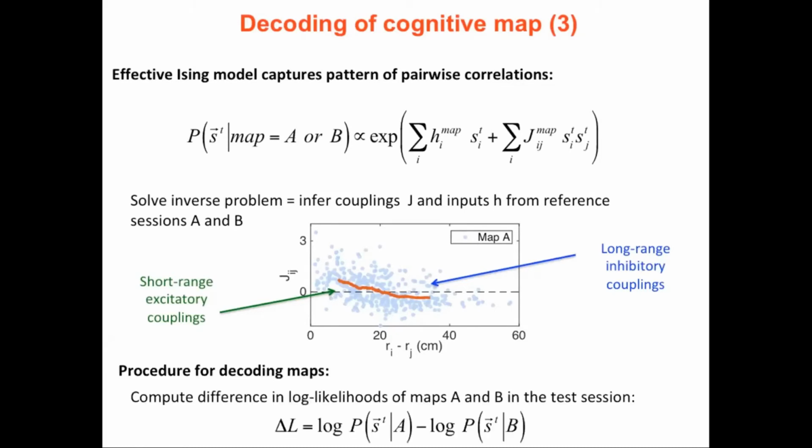Okay, so once we have the two models, how can we decode the map? For a given vector of activity, which corresponds to the activity recorded at time t during the test session, we will compute the log probability of this vector of activity within model A, so log of P of s_t given A, and compare it to the log of the same vector of activity within model B. If the difference is positive, we will say it's likely that this configuration was actually drawn from model A. If it's negative, we will say just the opposite. And that will be our guess for the map which is loaded in the hippocampus at time t.